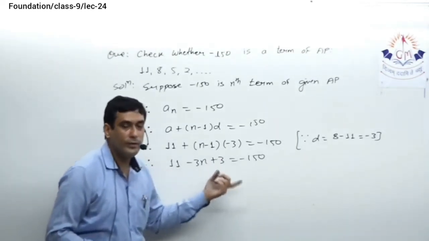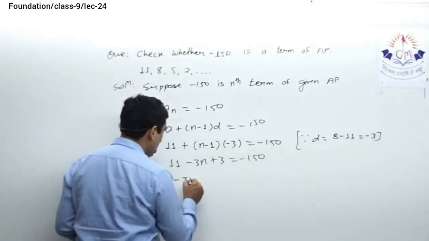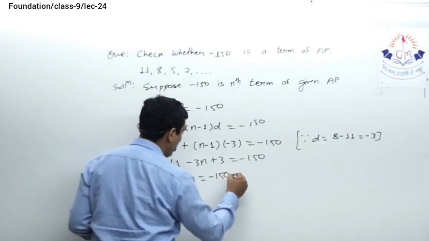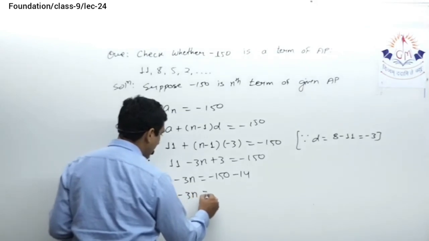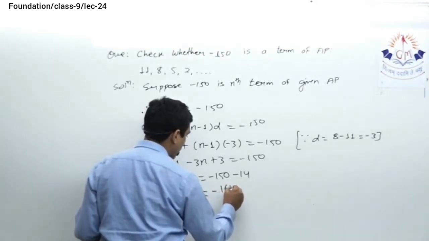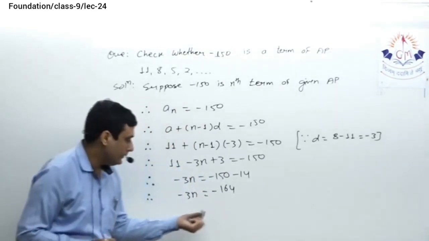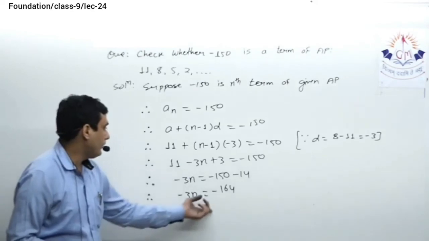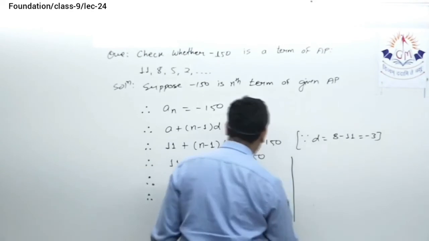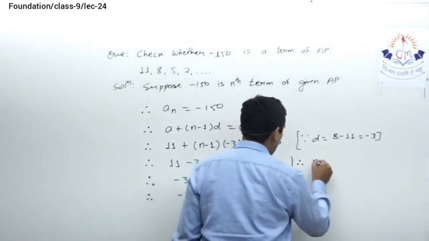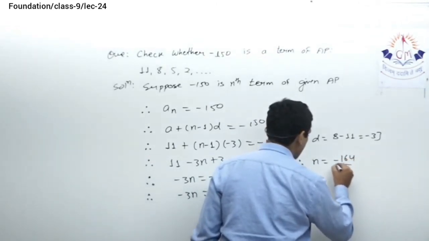Now as I have to find the value of n, I have to take all the constants on the other side. So 11 plus 3 is 14, so minus 3n is equal to minus 150 minus 14. This gives you minus 3n is equal to minus 164. Now if it is divisible by 3, definitely n will be a natural number, because the minus and minus signs are going to cancel each other. Therefore I can say n is equal to minus 164 upon minus 3.